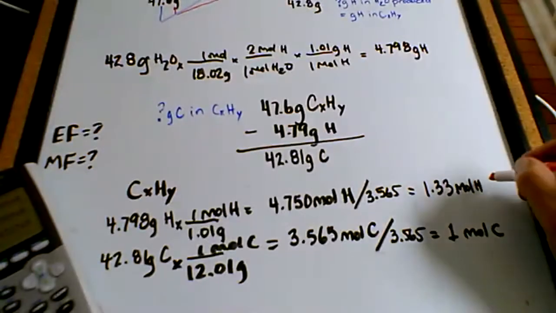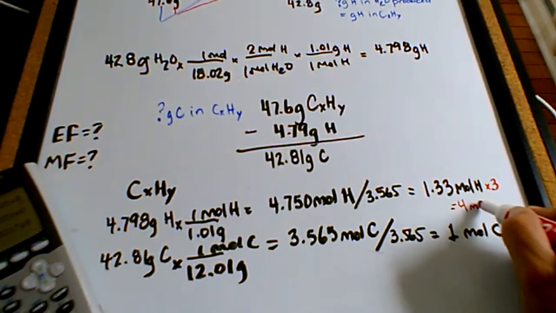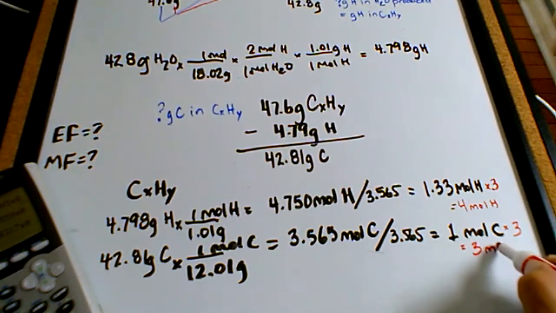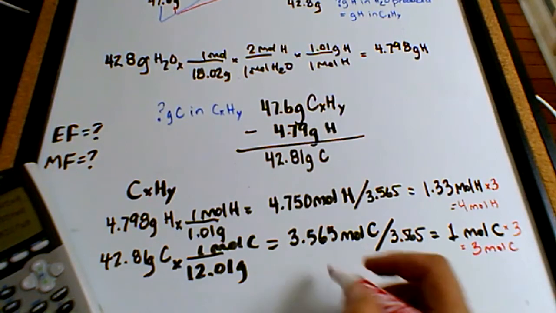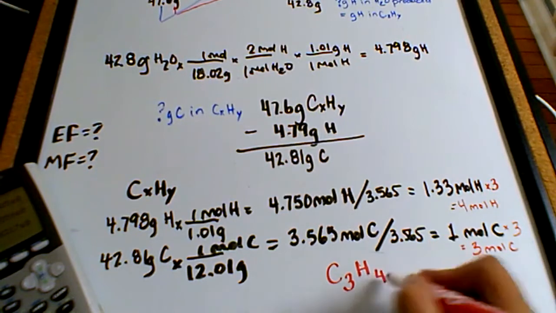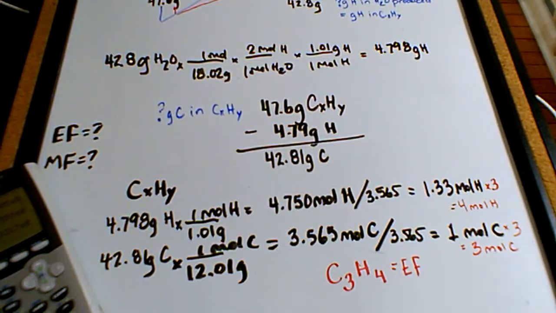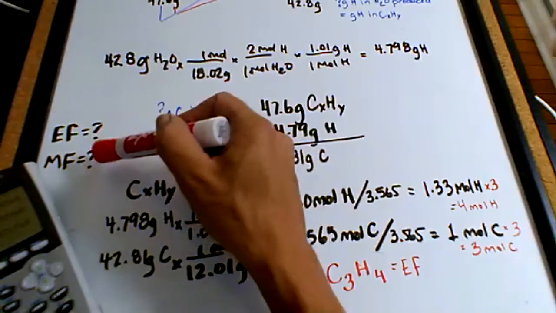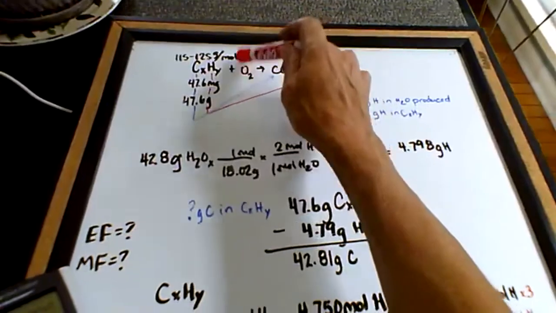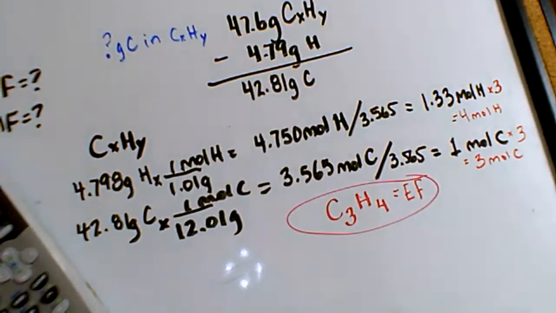So if we multiply this by 3, we get 4 moles of hydrogen. And we must also multiply this by 3, and we get 3 moles of carbon. Beautiful, we've got our whole numbers. So this must be C3H4. Okay, that is the empirical formula. And then we also need the molecular formula. So it means we need our molar mass, which was given to us way up here at 115 to 125. Okay, that's an answer. Let's circle it.